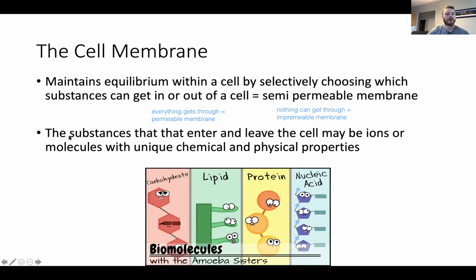Okay. The substances that enter and leave the cell may be ions or molecules with unique chemical and physical properties. These could either be very important for a cell or for a body, or it could be a harmful chemical for the cell that it would want to keep out. And again, these images down here, these are our 4 major classes of biomolecules. So carbohydrates, lipids, proteins, and nucleic acids. Okay, these are all going to be regulated by the cell membrane.